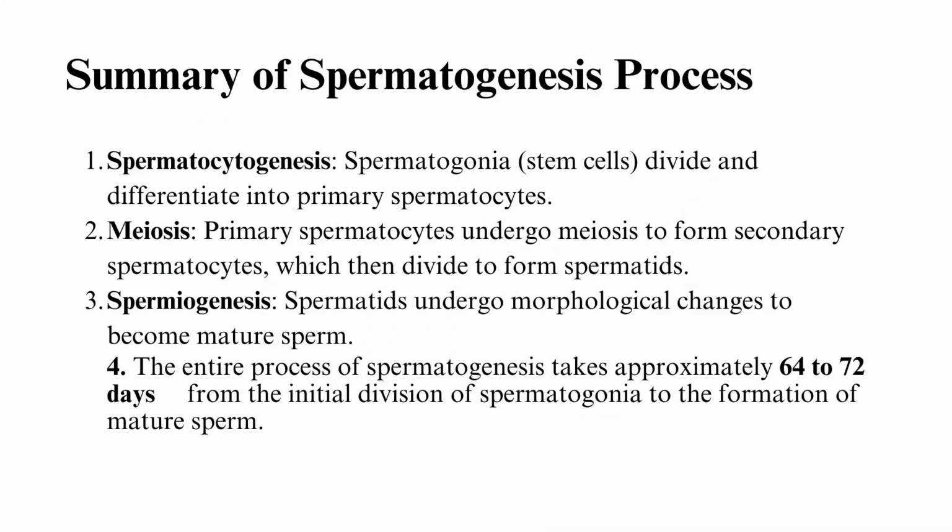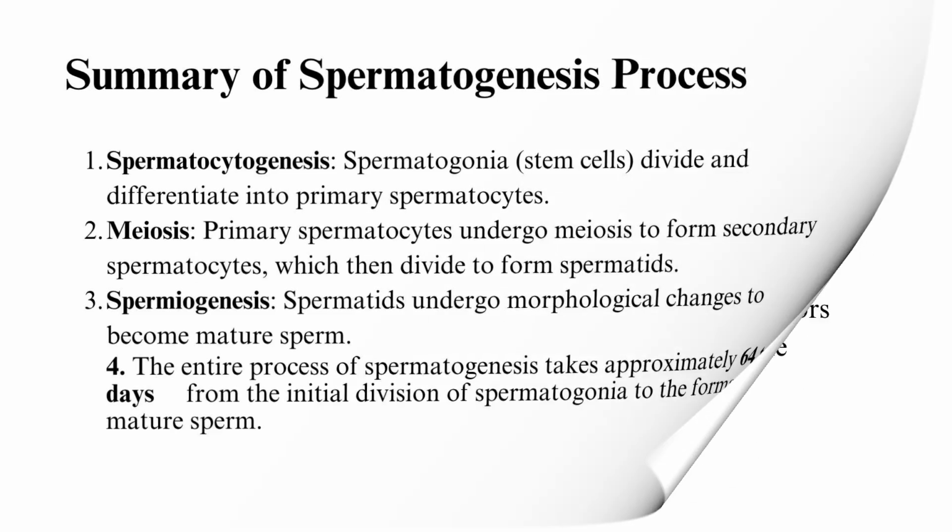Summary of spermatogenesis process. Spermatocytogenesis: spermatogonia stem cells divide and differentiate into primary spermatocytes. Meiosis: primary spermatocytes undergo meiosis to form secondary spermatocytes, which then divide to form spermatids. Spermiogenesis: spermatids undergo morphological changes to become mature sperm. The entire process of spermatogenesis takes approximately 64 to 72 days from the initial division of spermatogonia to the formation of mature sperm. Spermatogenesis occurs continuously throughout a male's life, although the rate of production may decline with age.